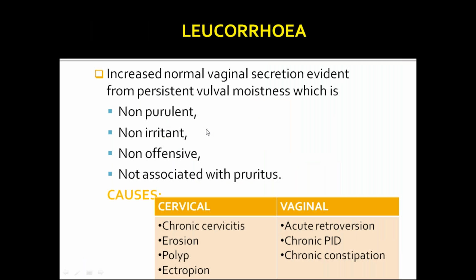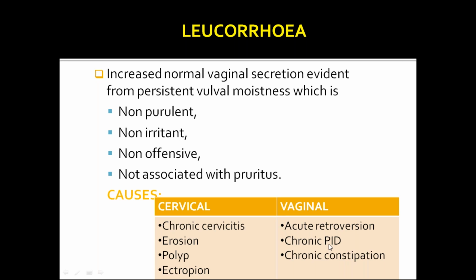So I told you it is non-purulent, non-irritant, and non-offensive, and not associated. So if you want to term it as leukorrhea, you have to fulfill the following criteria: non-purulent, non-irritant, non-offensive, and not associated. What are the causes? I told you: cervical erosions, cervicitis, polyp, ectropion, and vaginal causes like acute retroversion.